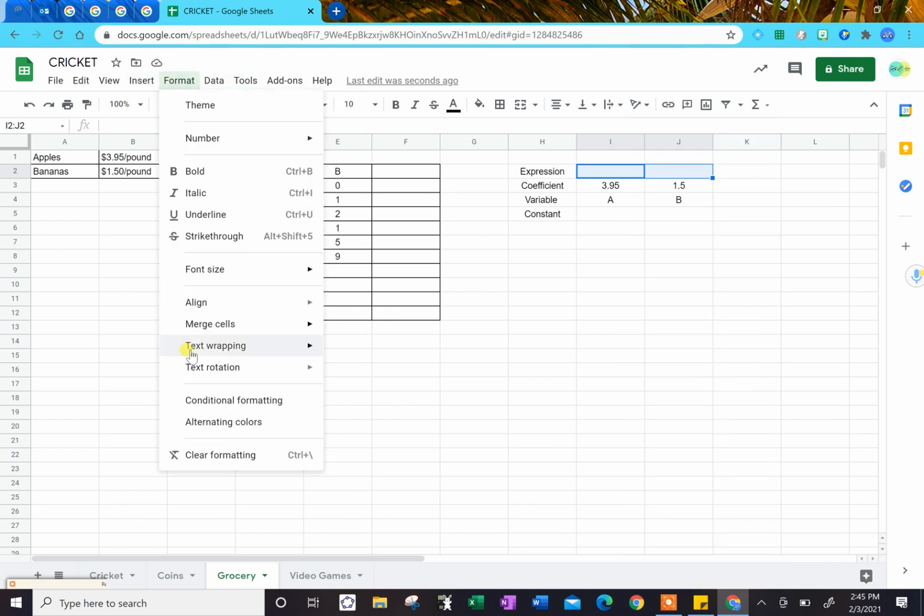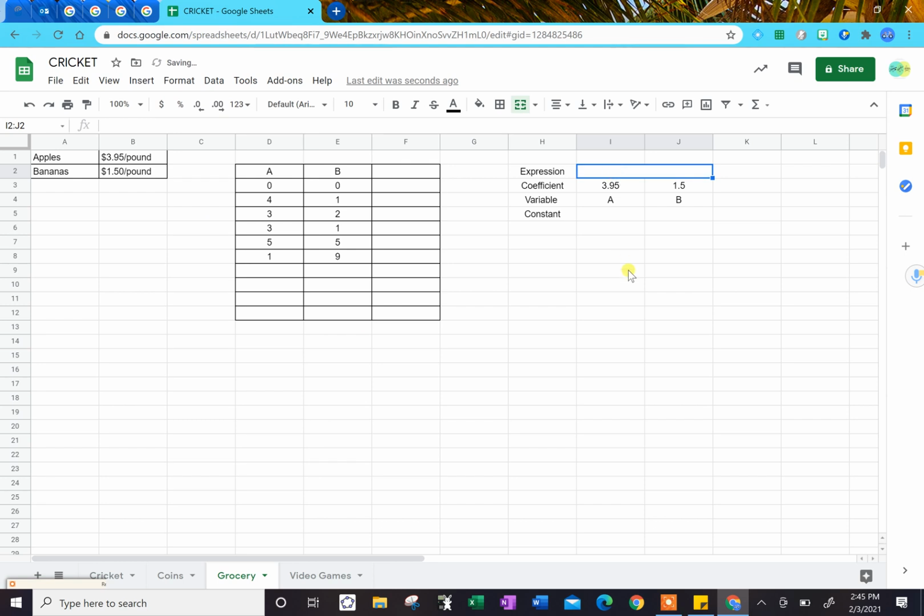Oh, here we go. Merge horizontally. All right, so now I need to write my expression. Well, you may have guessed it. I'm going to take my coefficient, 3.95, times the amount of apples I'm getting, plus $1.50 times the pounds of bananas I'm buying. So that's my expression.